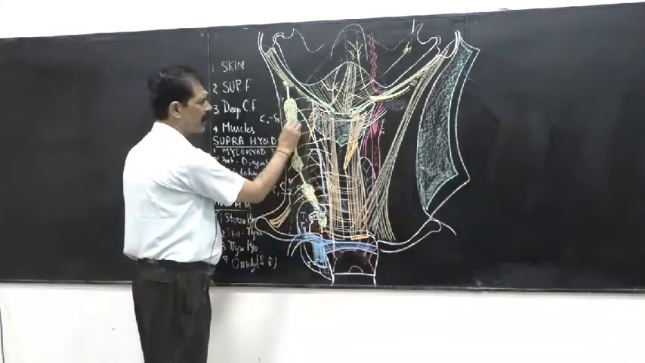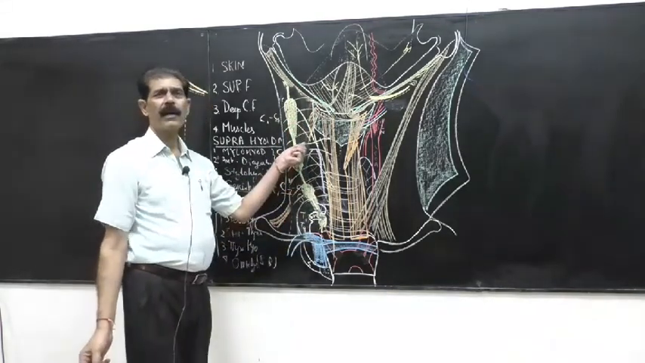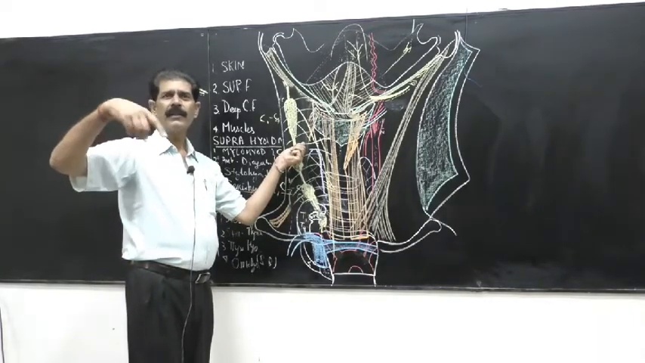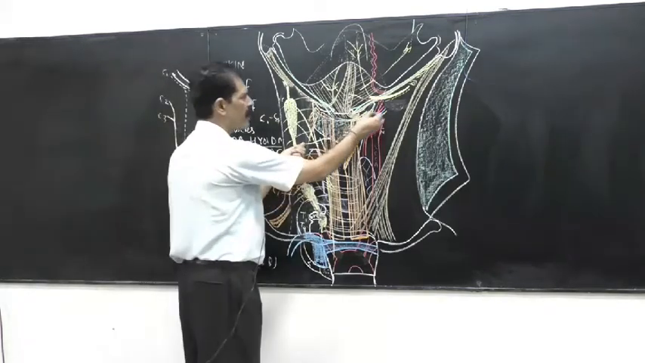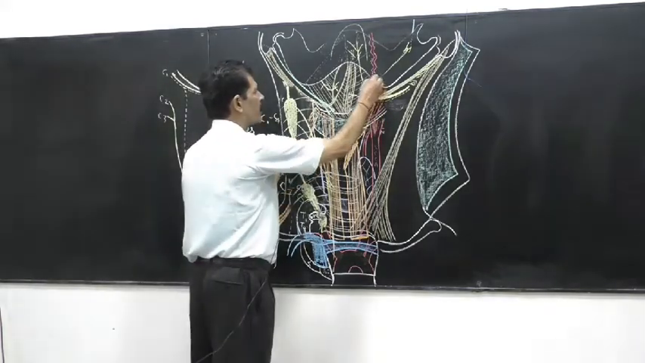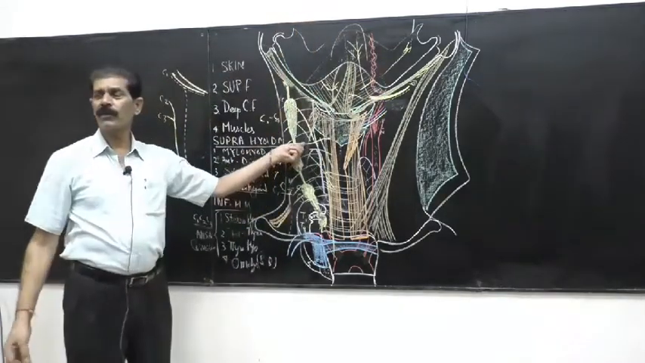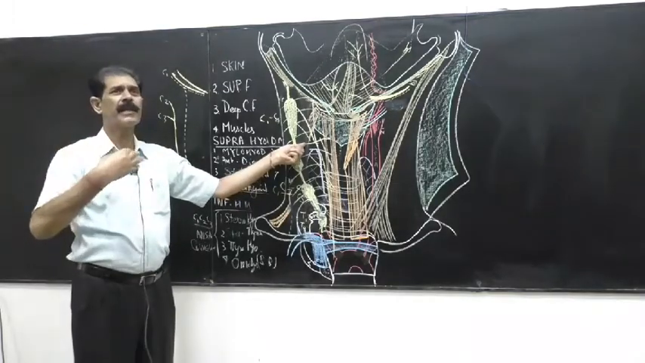The branches supply the internal carotid artery and external carotid artery. With all the 8 branches of the external carotid artery, the sympathetic fibers reach their destination. If it is the facial artery, for example, the sympathetic fibers go around it and reach wherever the branches go. So this is how all the 8 branches spread over the head and neck, and sympathetic supply goes to them.